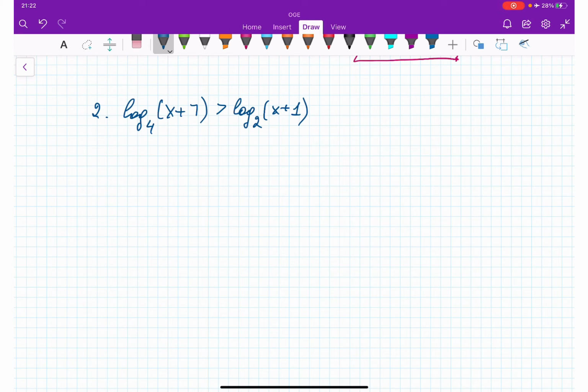Okay, it's always much easier to work with equations and inequalities when the bases of logarithms are the same. Well, let's bring them to the same level. What I can do, take logarithm base 2, and it's going to be equal to logarithm by base 2 of x plus 7, divided by this base 2.